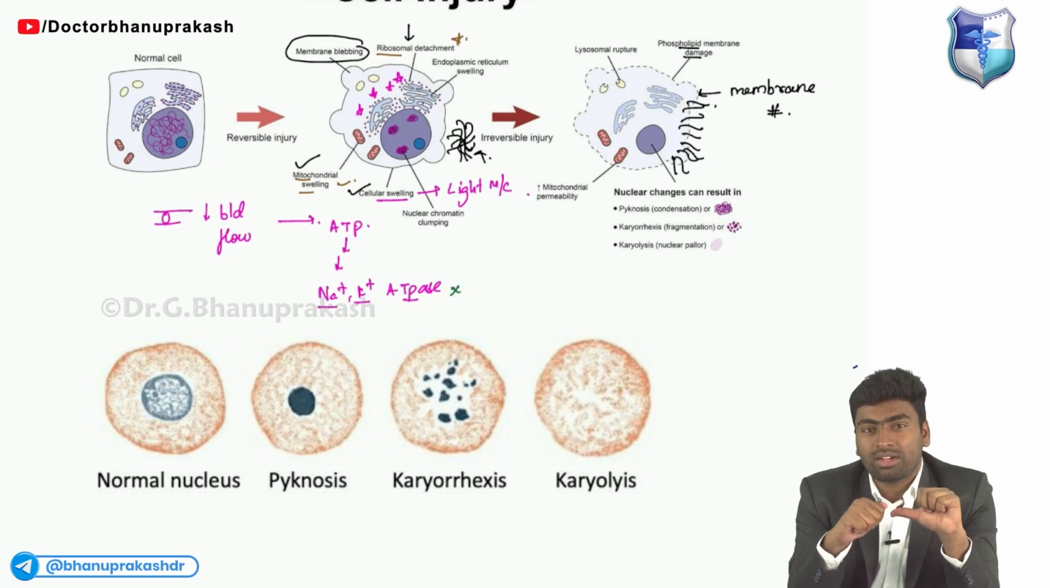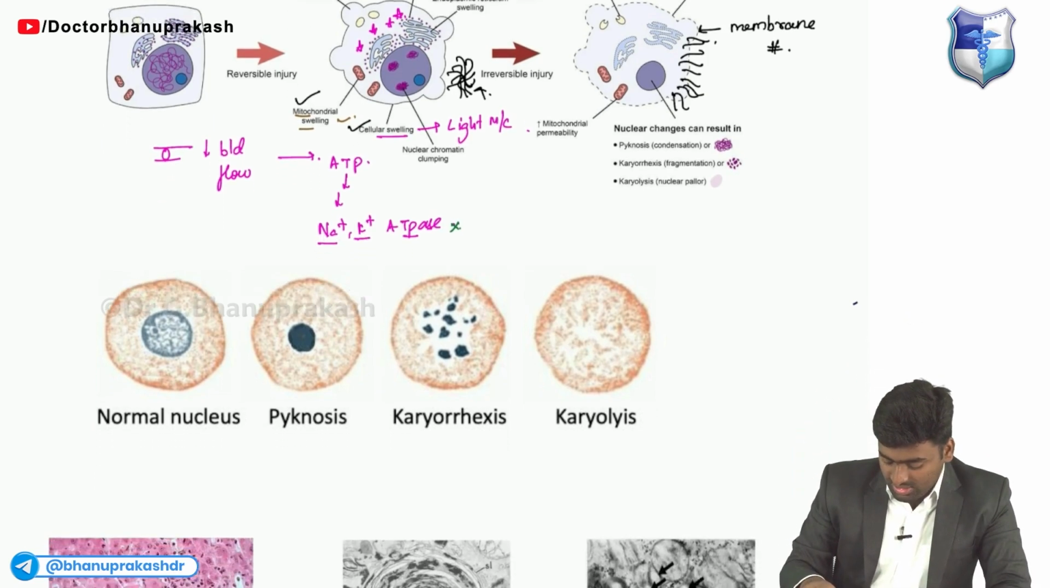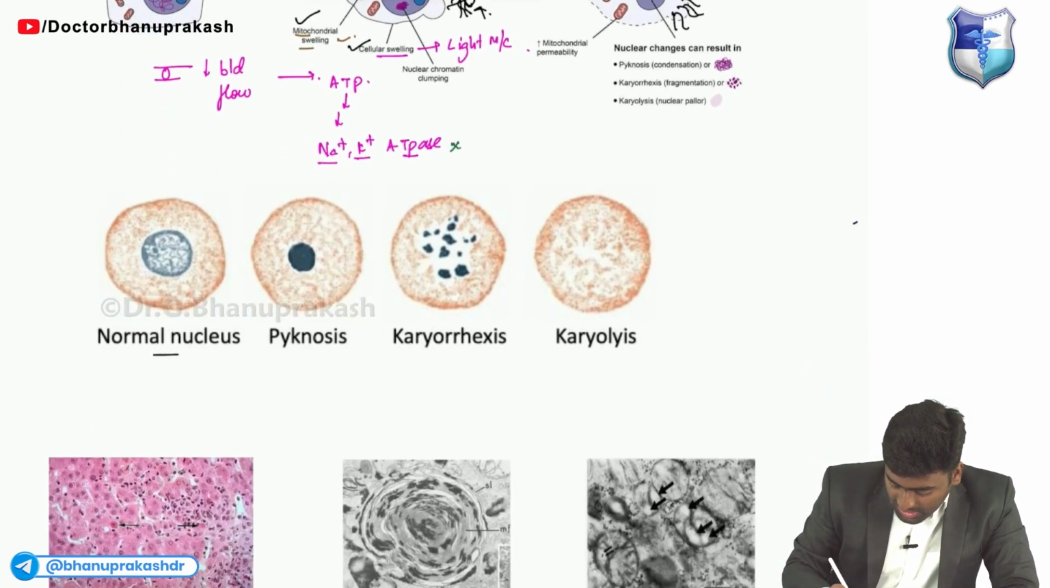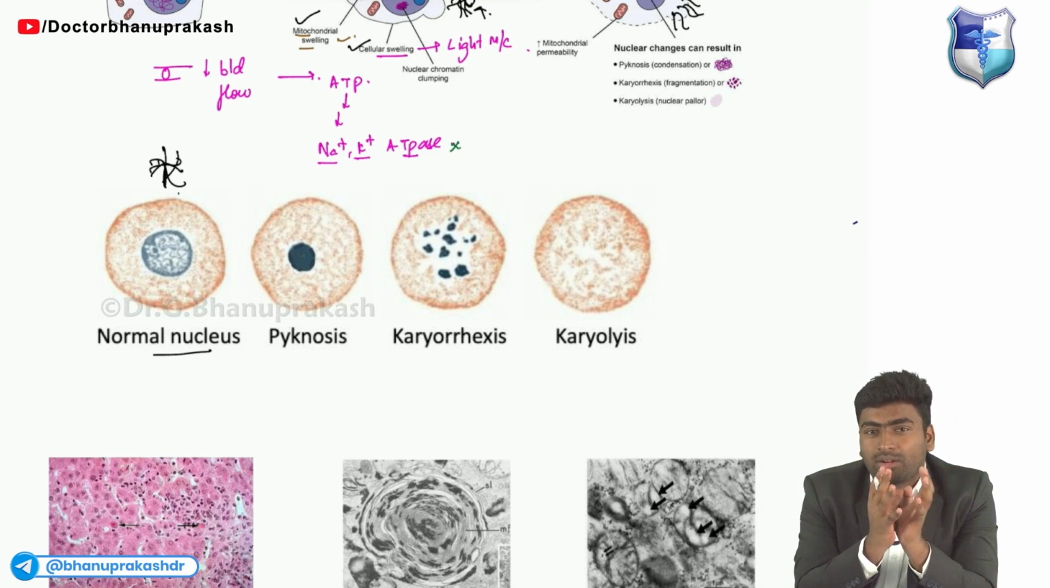Second one, the membrane will be damaged. There will be lysis of this membrane. And third one, what will happen is nuclear changes. What are the nuclear changes? As I told you, this is how a normal nucleus looks. It is like a woolen ball. You know, right? Woolen ball, there will be this much space and it will be very compact.